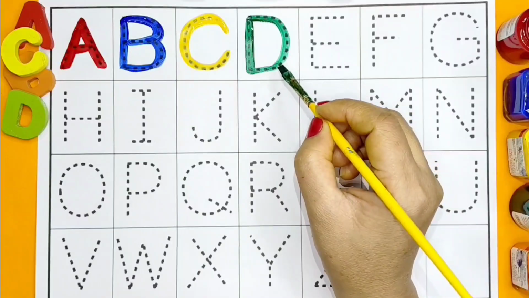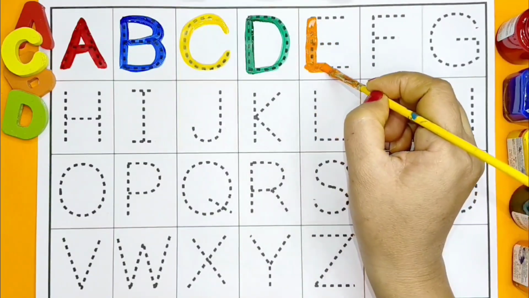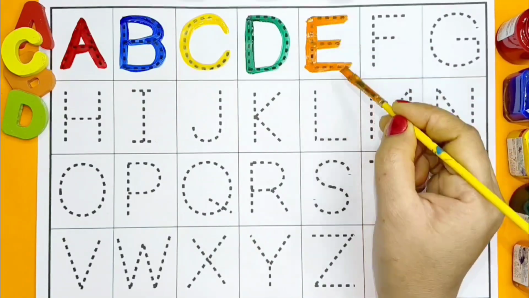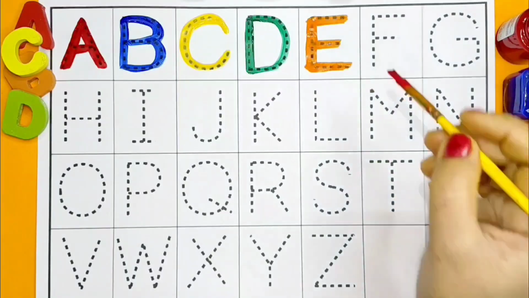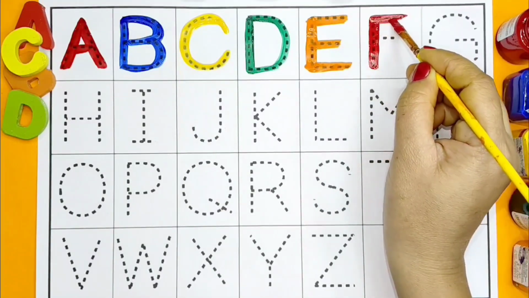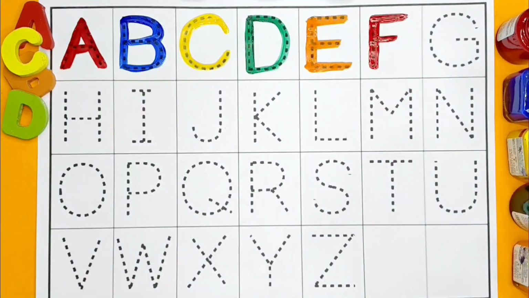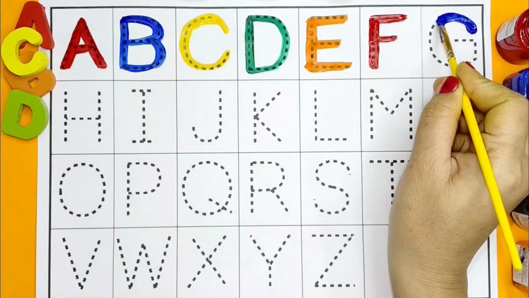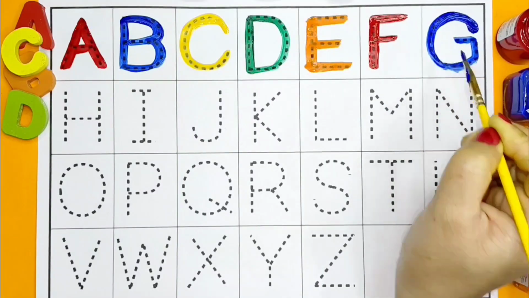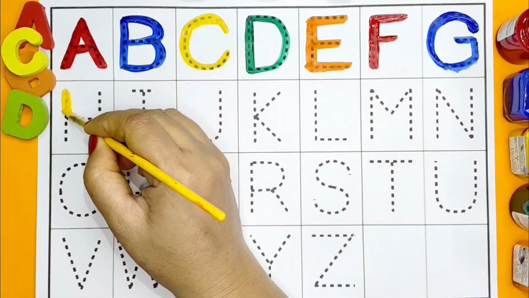D. D for dog. Orange color. E. E for egg. Red color. F. F for frog. Blue color. G. G for grapes. Yellow color.